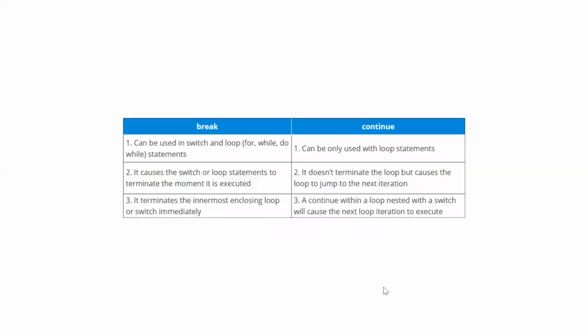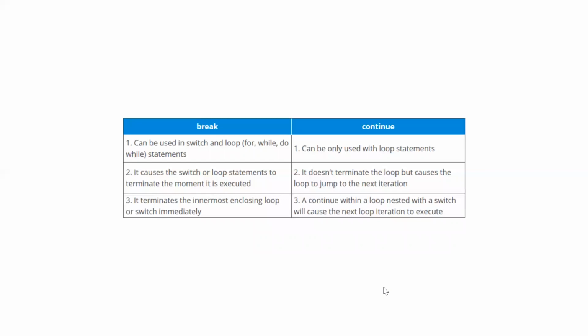Okay. Now, going to the next statements. What are break and continue? Break can be used in switch and loops to terminate from the switch or the loop. Continue can be used only with loop statements. Break causes the switch or loop statement to terminate the moment it is executed. Continue doesn't terminate the loop, but causes the loop to go to the next iteration.